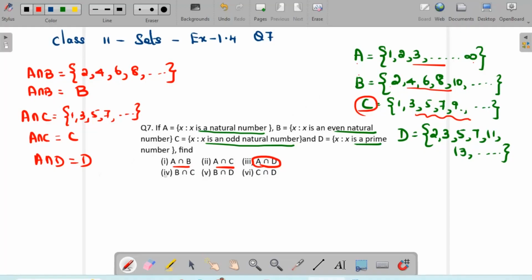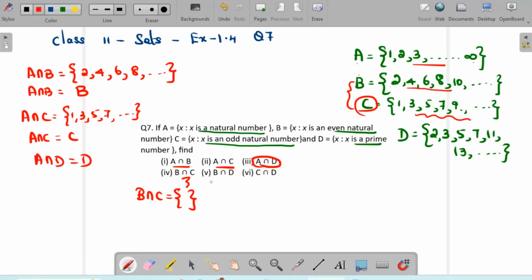Now let's move on to B intersection C. B has all even natural numbers, whereas C has all odd natural numbers. So there is nothing common between B and C. Therefore, B intersection C is going to be a null set.